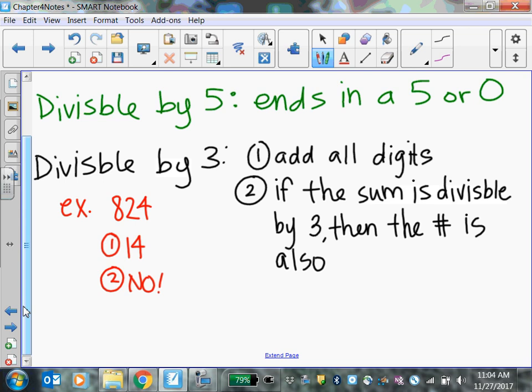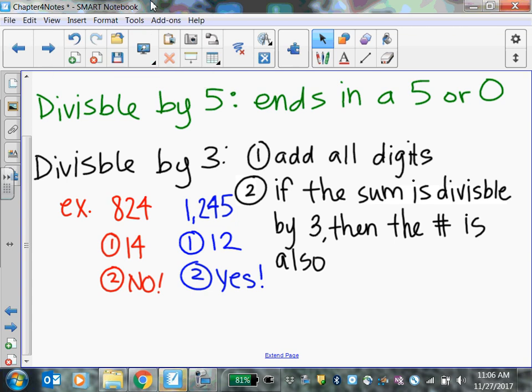All right, you guys try this one at your table. Tell me if 1,245 is divisible by 3. Do it at your table.